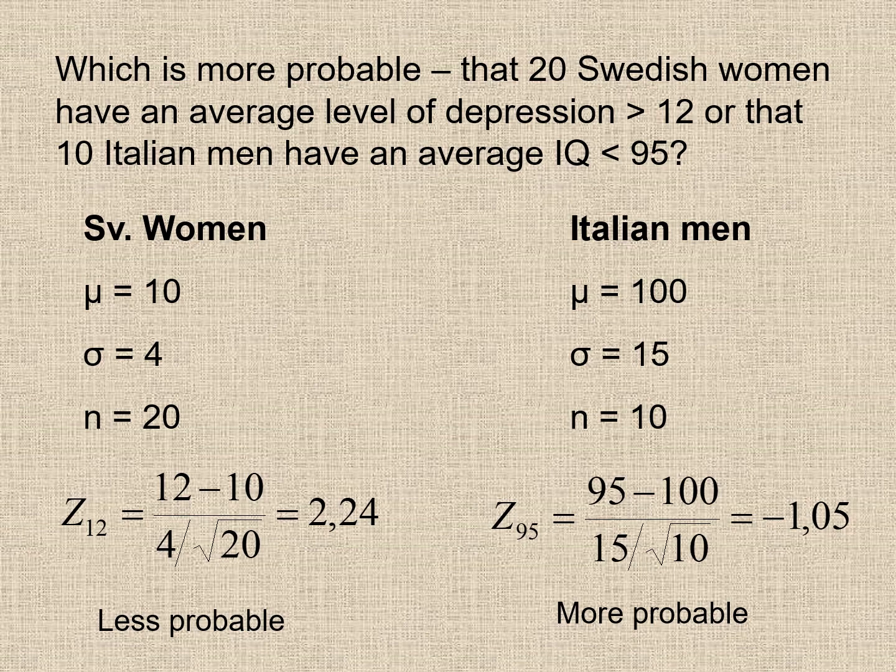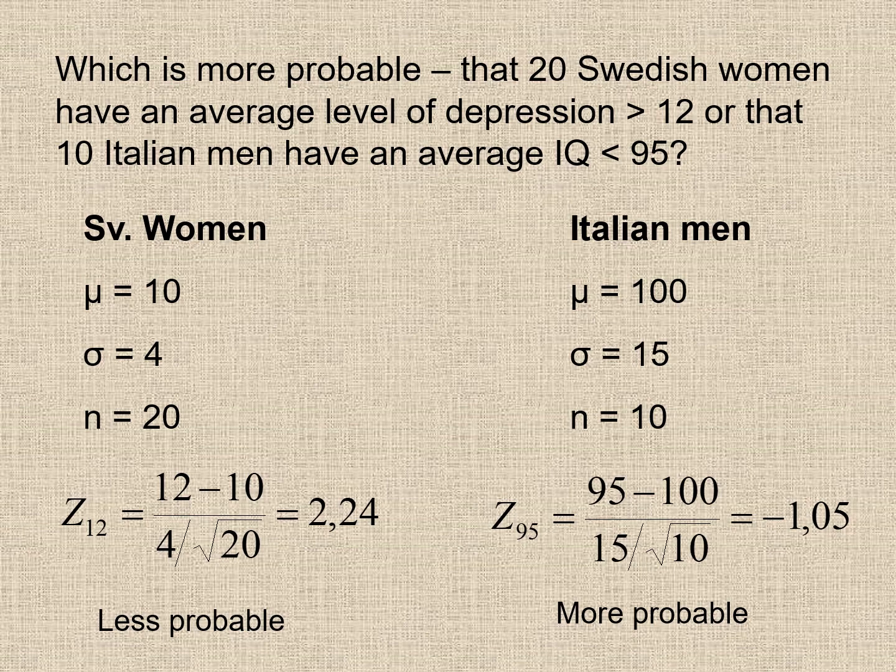This means that in order for this to happen, to get a sample of 20 Swedish women that has a sample mean that is above 12, we need to get a sample mean that deviates at least 2.2 standard errors from the population mean. So that's the smallest required deviation. The smallest required deviation is 2.2 standard errors.